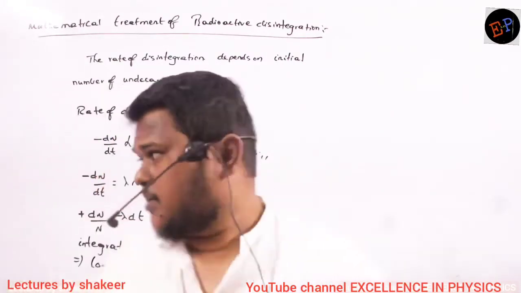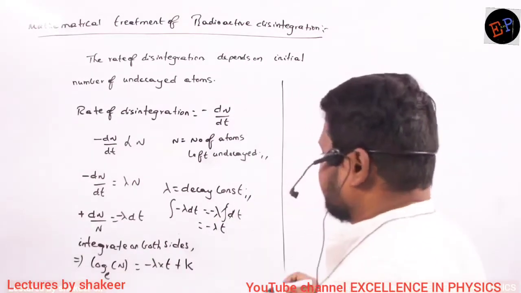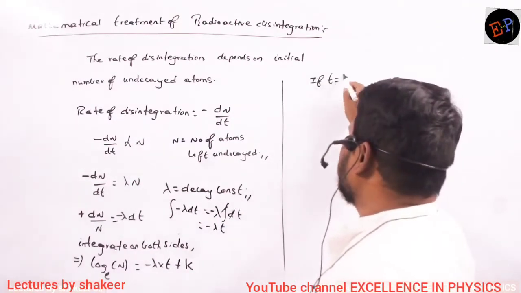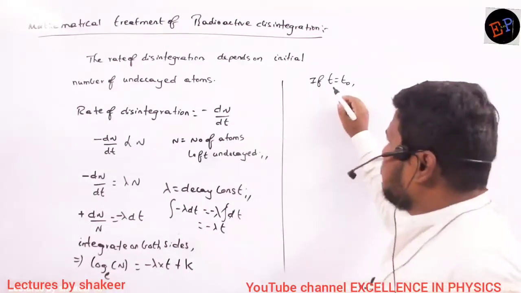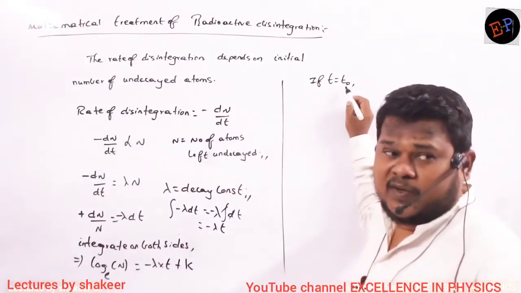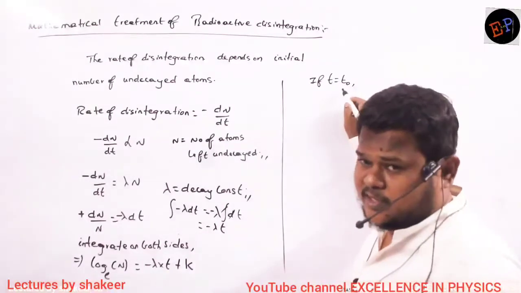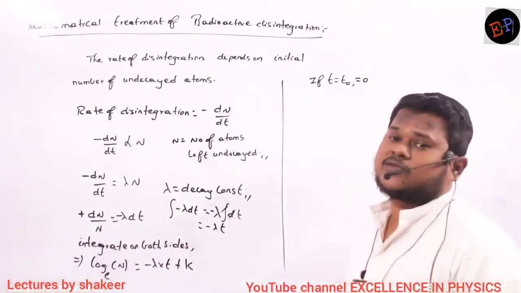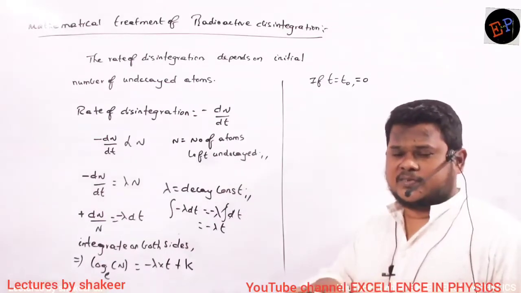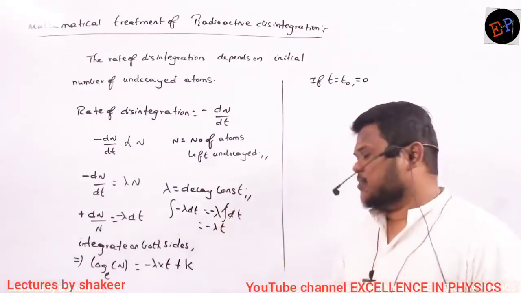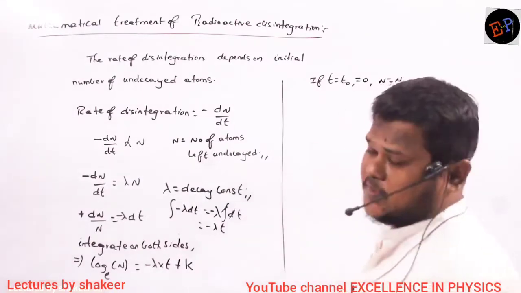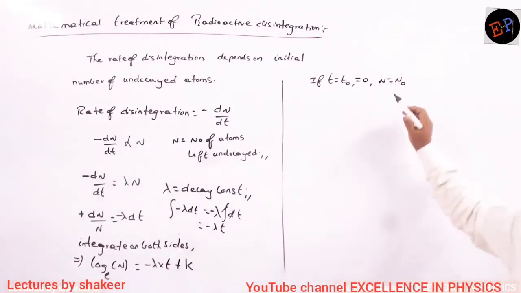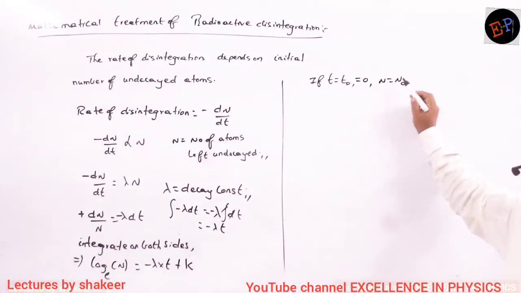Now let us see how we can proceed further. If t is equal to t naught, what does that mean? When I started the observation, that time is called the initial time, and I will call it 0. Time starts from there. So if I take time 0, then N will become N naught. What is meant by N equal to N naught?